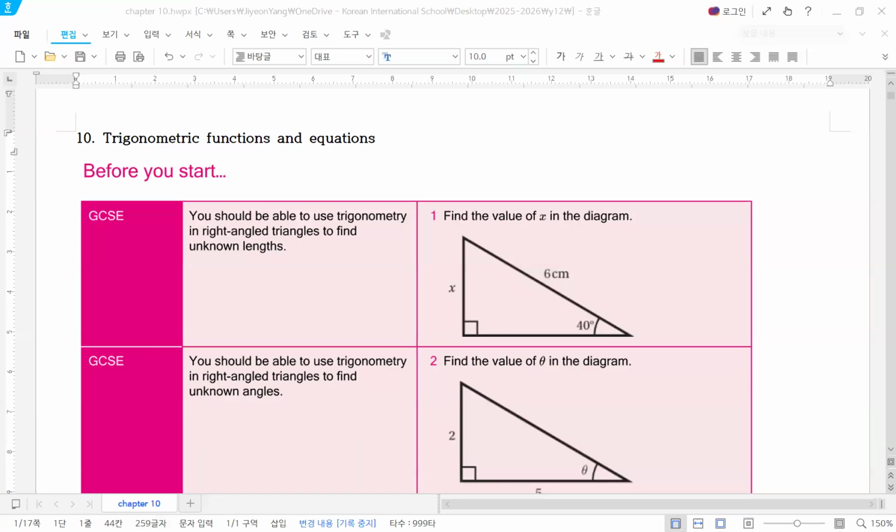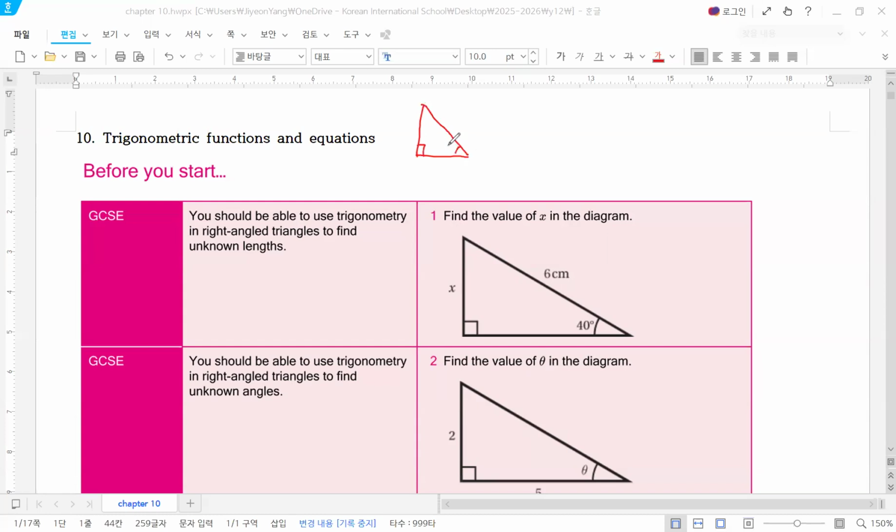Good morning, students. Now we're going to move to chapter 10, trigonometric function and equation. Let's bring back our memory of what we've learned when you studied IGCSE. So normally when we define trigonometry, there is a right angle triangle all the time, right?